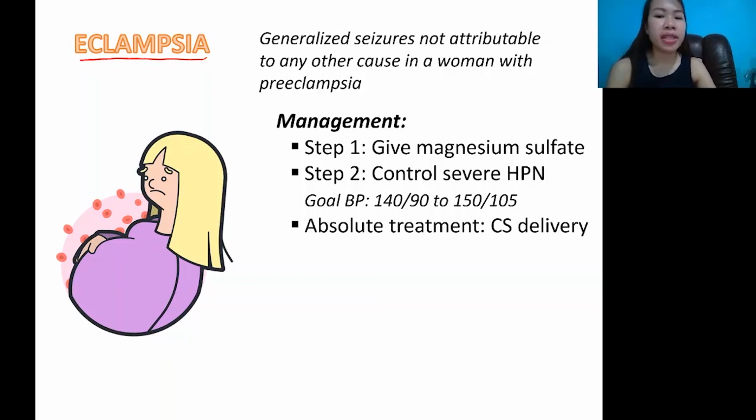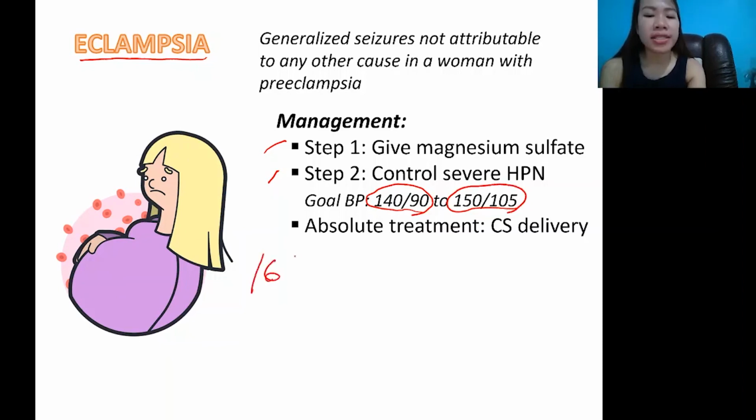Yes, so anong management natin? We give magnesium sulfate. Pangalawa, we control the severe hypertension. Ang goal natin for the BP is 140/90 at least or 150/105. So, pabababain natin siya less than 160/90. But class, what is the absolute treatment? Nakalagay dito, absolute treatment is cesarean delivery. Kasi nga, di ba, pregnancy-induced hypertension. Ibig sabihin yung pagbubuntis niya ang nag-cause ng hypertension. So, for treatment, we deliver them via CS.